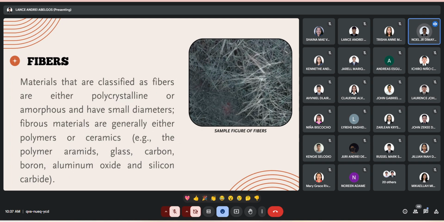And next is ang pinakakilala natin, which is the fibers. Materials that are classified as fibers are either polycrystalline or amorphous and have small diameters. Fibrous materials are generally either polymers or ceramics. Kumbaga, ito yung makikita natin sa fiberglass, yung sa carbon na sasakyan, yung mga fibers na ganun. And which is the polymer aramids, glass, carbon, boron, aluminum oxide, and silicon carbide. Next po.